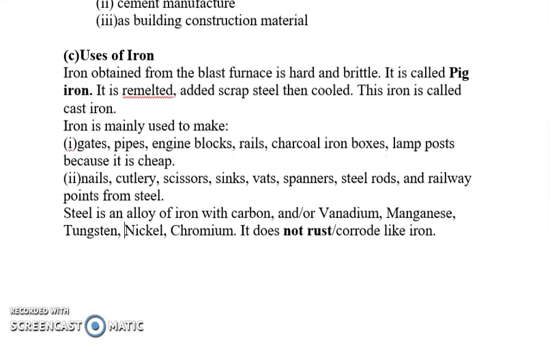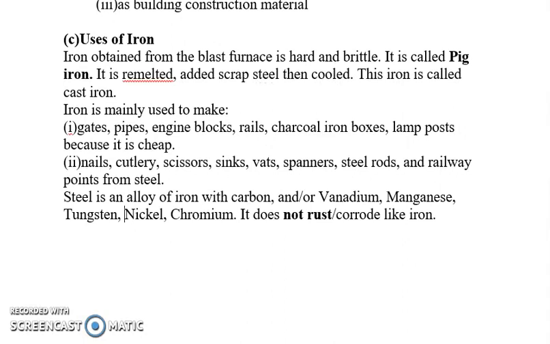Uses of iron. Iron obtained from the blast furnace is hard and brittle. It is called pig iron. It is remelted, added scrap steel, then cooled. This iron is called cast iron.